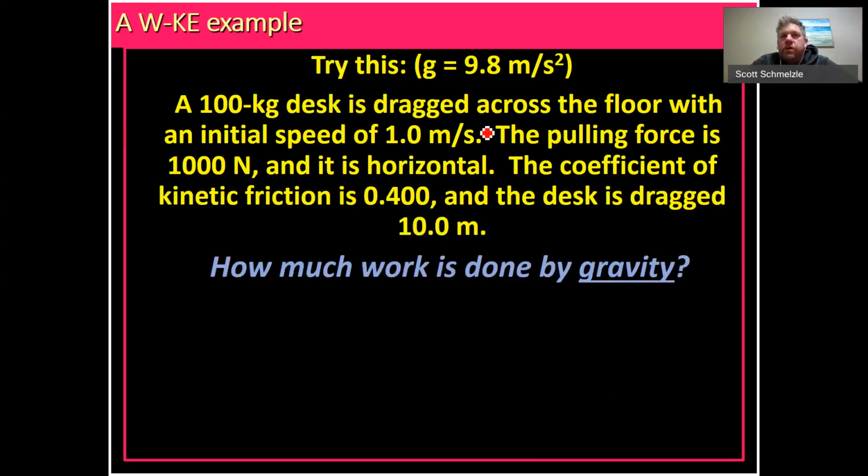The coefficient of kinetic friction is 0.4 and the desk is dragged 10 meters. How much work is done by gravity? Now, remember, the direction that gravity works is downward. So for us to talk about work done by gravity, we need this thing to actually be moving up and down, right? Well, in this case, none is done by gravity.